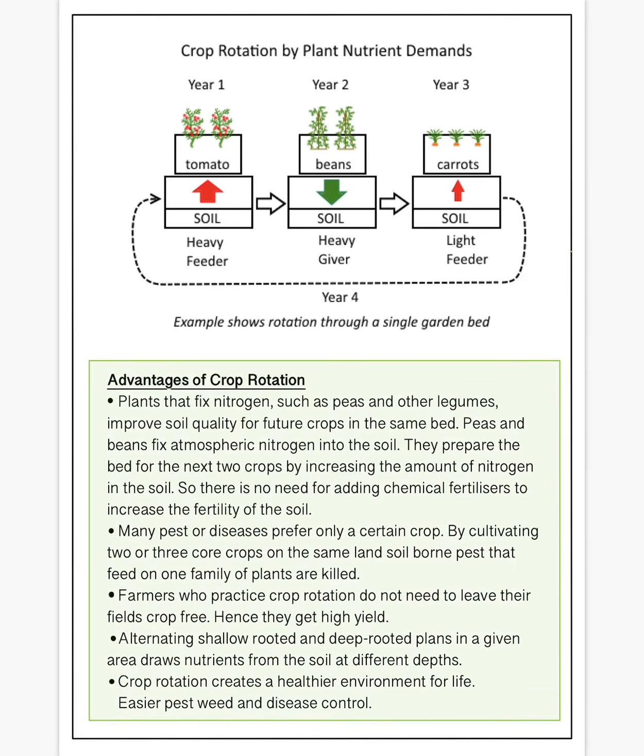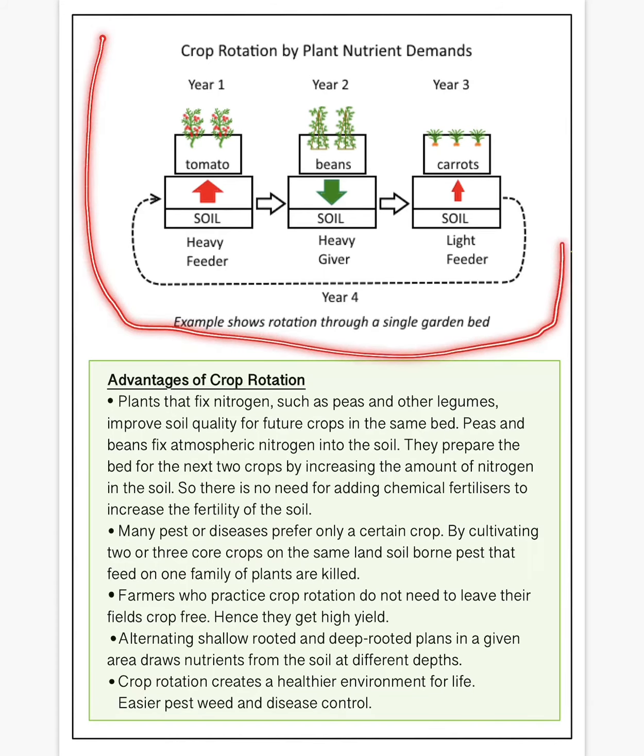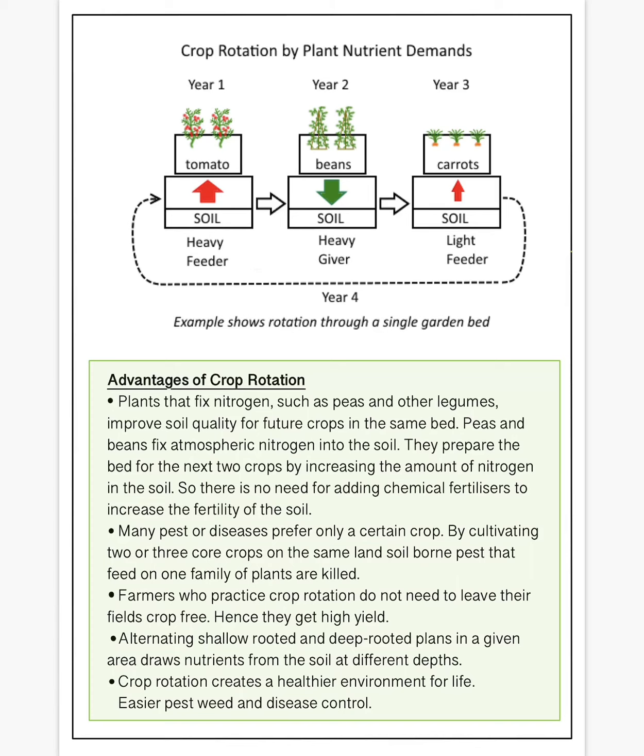Now, children, I've got a piece of land. Now I'm going to do crop rotation as per this. So the first crop I'm going to grow is tomato. I'm going to grow tomato. Now you see this red arrow, small red and green. I'll tell you what.